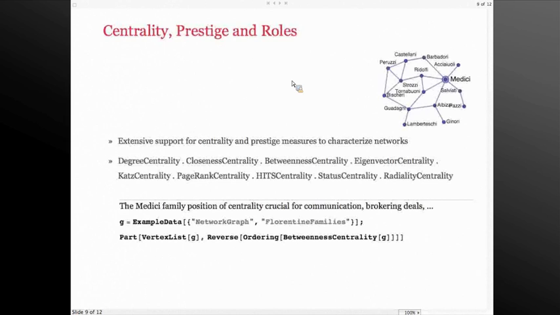Several of them are already in version 8, and we enhanced them in version 9. We made them faster and more efficient in terms of memory as well as scale. And we introduced new ones such as status centrality and radiality centrality. And here I will show you one nice example, which is about the Medici family. As you all know, the Medici family had a great amount of money and a lot of seats in the legislature in the 14th century, as did other Florentine families at the time.